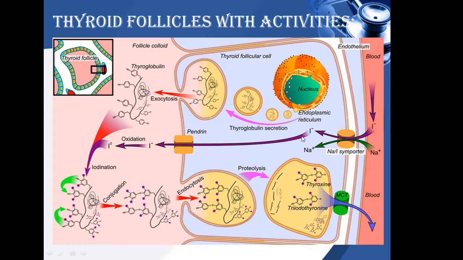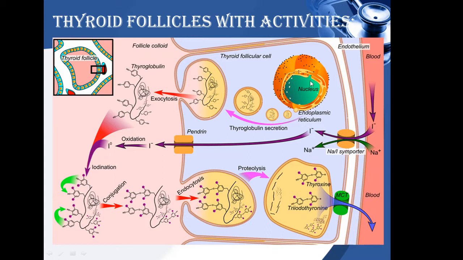The iodine then diffuses through the cell and enters into the colloidal region with the help of the Pendrin channels, where the iodine is converted to oxidized iodine, right? And the oxidized iodine undergoes iodination of, that is, the tyrosine undergoes iodination with oxidized iodine.